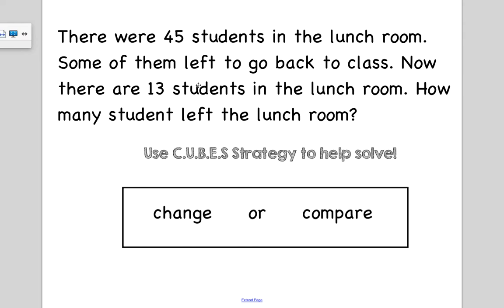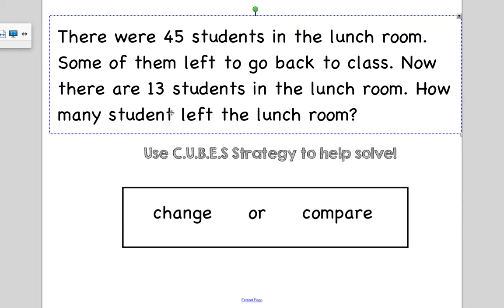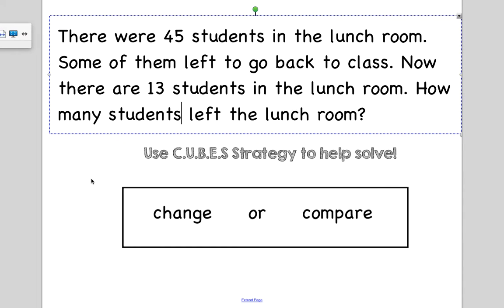Oh, I see that I need to use the CUBES strategy to help solve. And then I'm also going to try to figure out whether it's change or compare. So there were 45 students in the lunchroom. Some of them left to go back to class. Now there are 13 students in the lunchroom. How many students? Oh, typo. How many students, let's fix that, left the lunchroom?